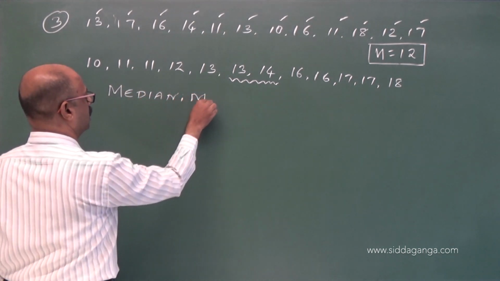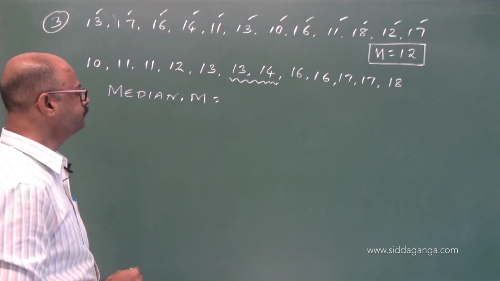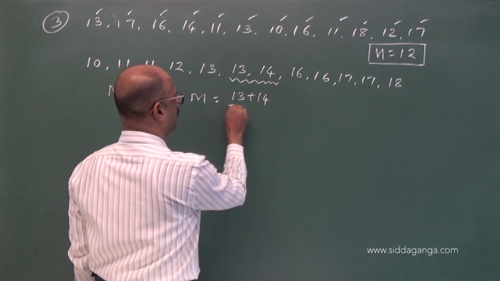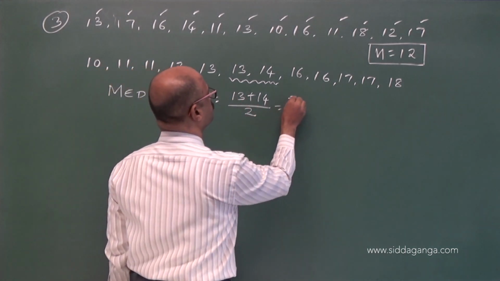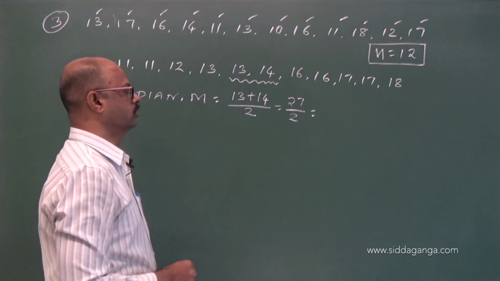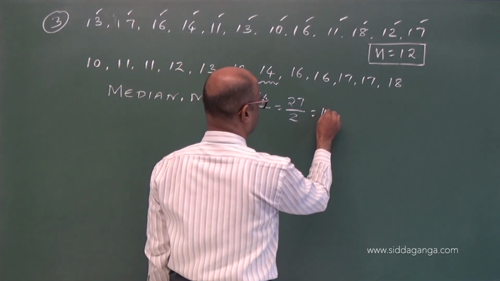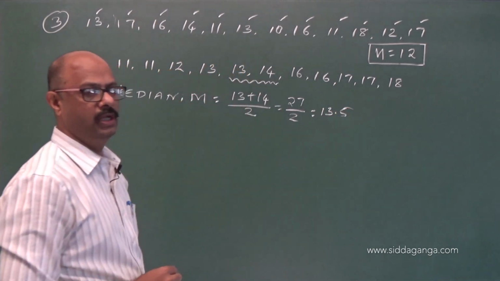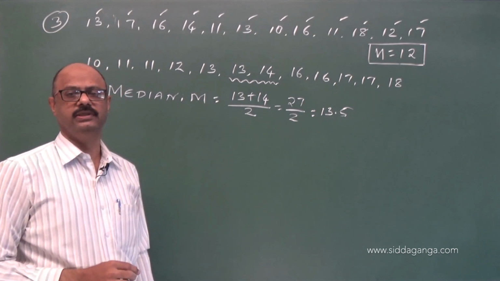So we write median, M-E-D-I-A-N. We usually denote it by the capital letter M. So M is equal to 13 plus 14 divided by 2. 13 plus 14 is 27, 27 divided by 2 is 13.5. So capital M is 13.5, we call it the median.